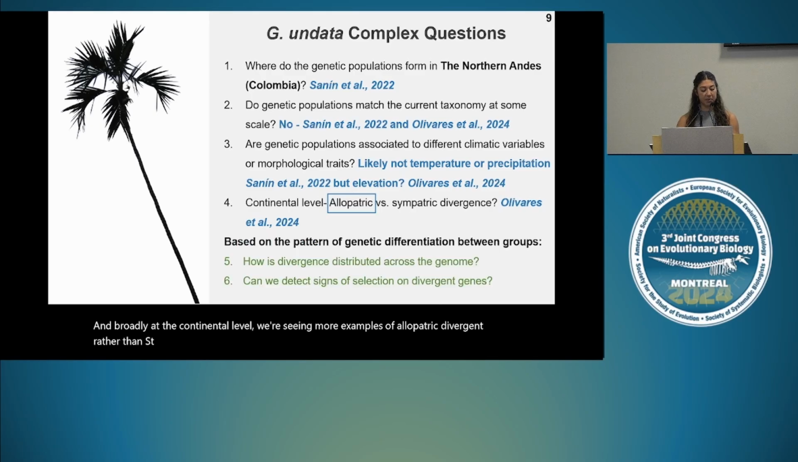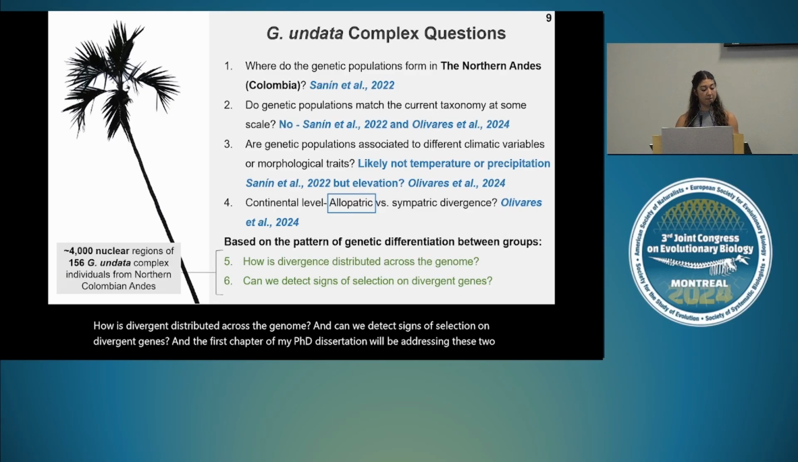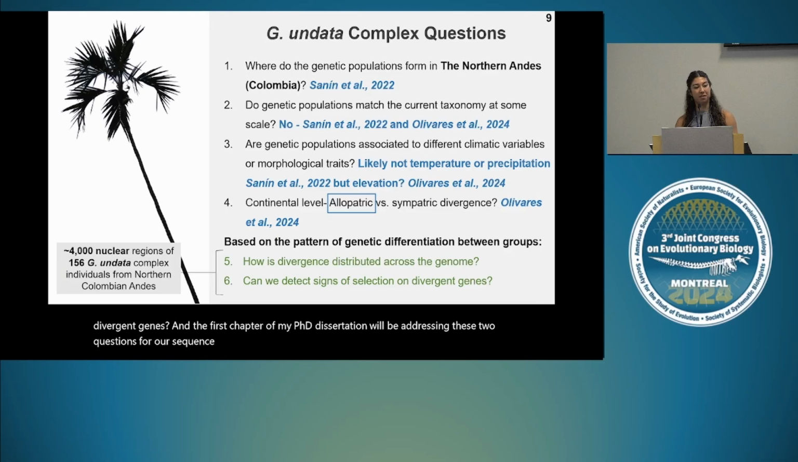Our most recent work is to address these final two questions: how is divergence distributed across the genome, and can we detect signs of selection on divergent genes? The first chapter of my PhD dissertation will be addressing these two questions. For our sequence data, we used 156 individuals that were collected from the northern Colombian Andes, and for genetic data, we are using 4,000 genic regions that are nuclear.